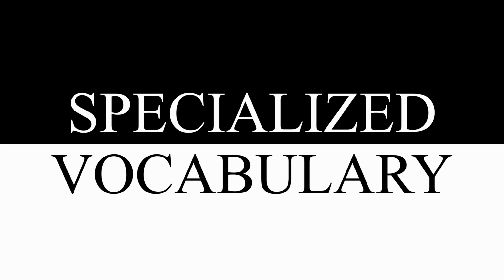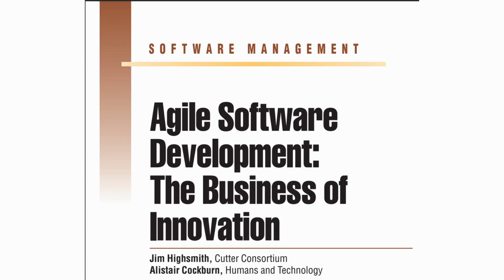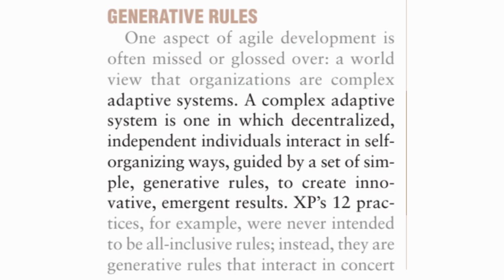Specialized vocabulary is tailored to the target audience of each piece of media that we look at. In the article, we can find examples of specialized vocabulary that we are expected to already know about prior to the reading. An example in the article is, quote, "A complex adaptive system is one in which decentralized independent individuals interact in self-organizing ways, guided by a set of simple generative rules to create innovative, emergent results." This seems like a bit of a word jumble, but if you have some background knowledge, you know that generative rules are opposed to inclusive rules, which are more restrictive and you have less room for adjustment with them.